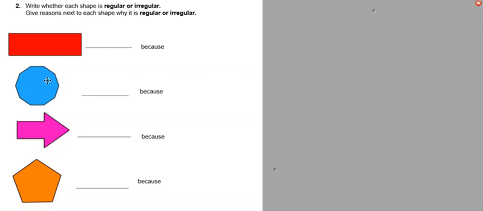I would number 1, 2, 3, 4 down the side of my sheet, and I would just put regular or irregular, then because, and then my reason. So remember, a regular shape has lengths and angles all equal. An irregular shape has lengths and angles that are different. You should be able to tell just from looking at these pictures whether they are regular or irregular. There is nothing here to trick you, so don't worry about not having a protractor. Pause the video now and have a go.